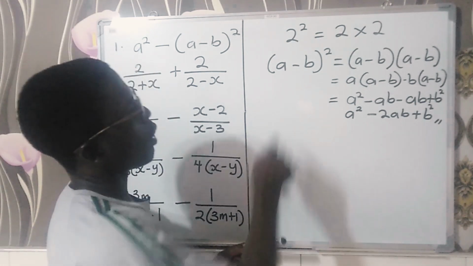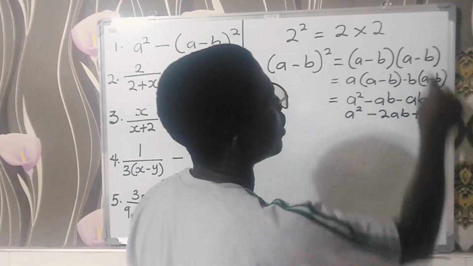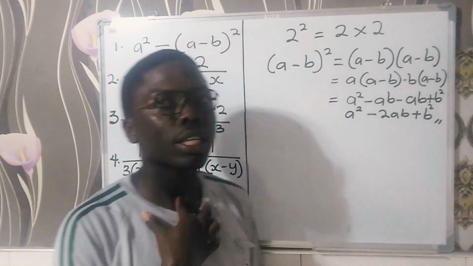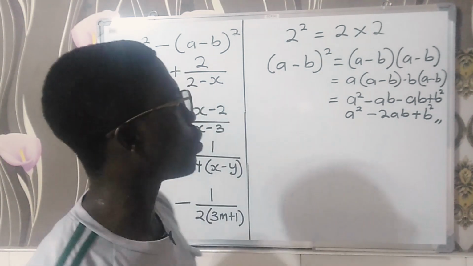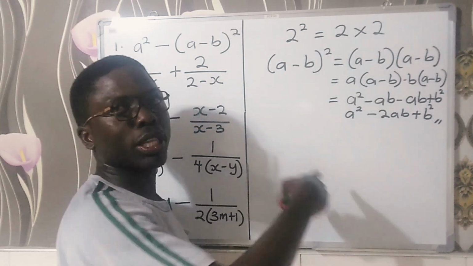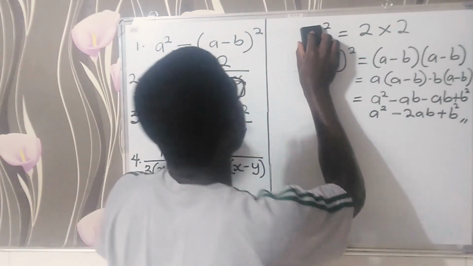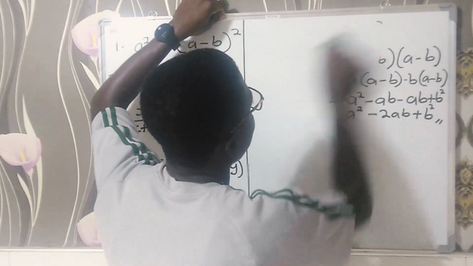So if we have addition here, we will repeat the same thing twice, just as we did for the subtraction. So let's move on to the difference of two squares. We are through with the perfect square.